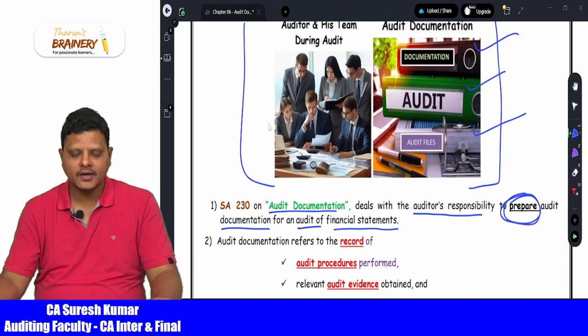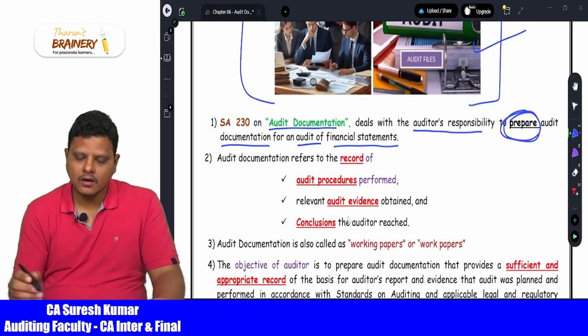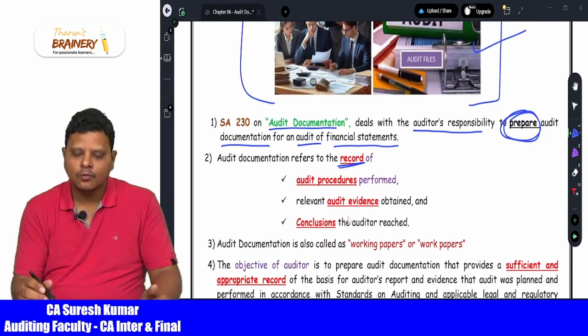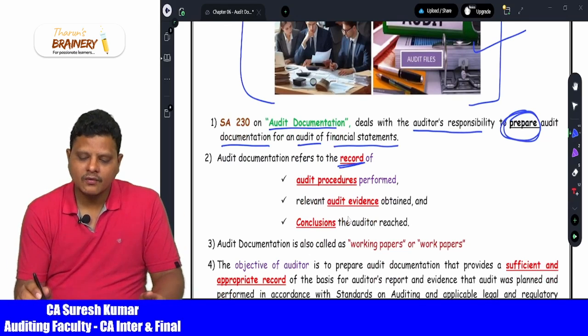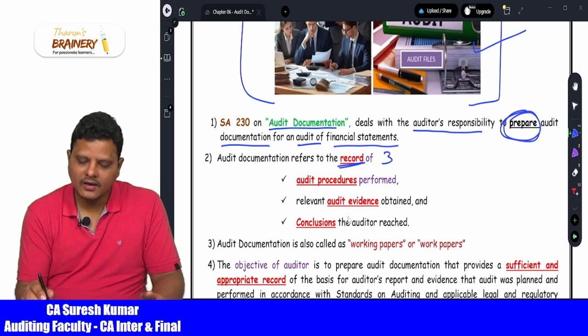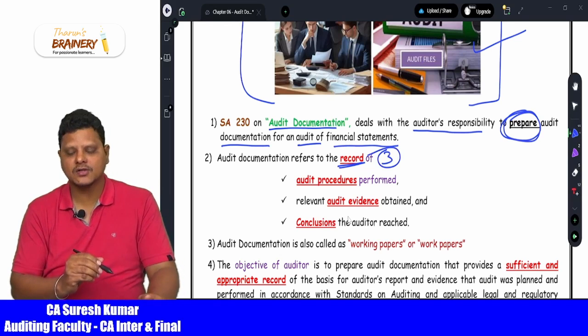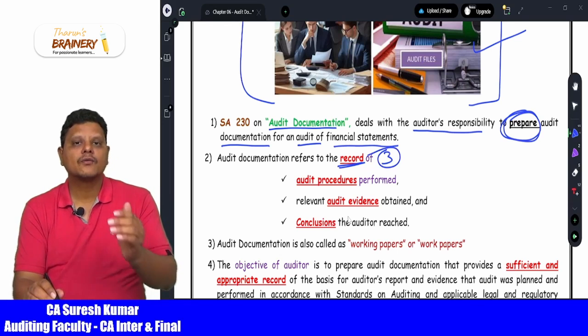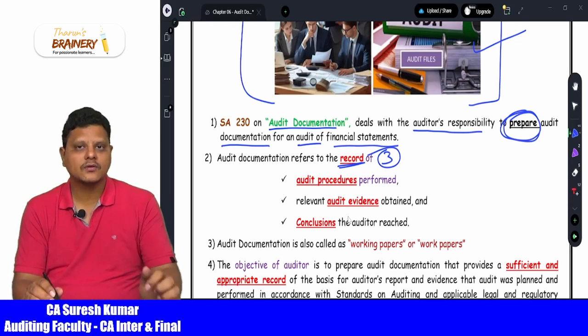Now audit documentation is nothing but a record. We are going to record something, we are going to keep something. What are we going to record? We are going to record three items in the documentation. Number one is the audit procedures performed for the financial statements of the company during the course of the audit.